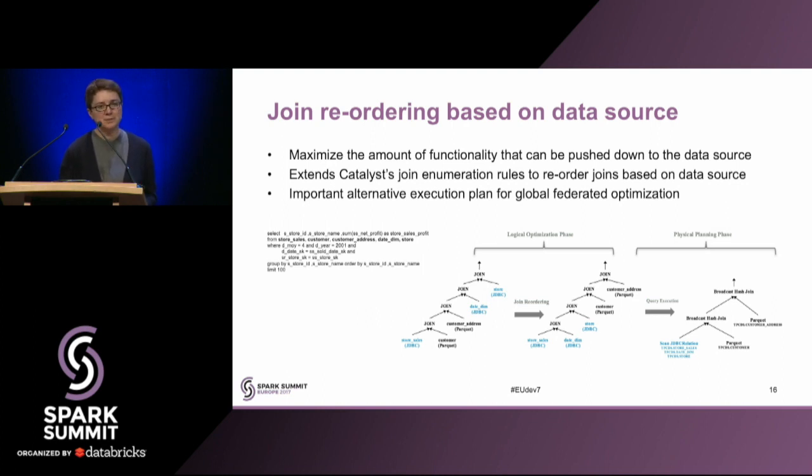In the logical planning optimization phase, we detect tables which belong to one data source and join them together. Then during the physical planning strategies, we might choose to push down the join and replace it with a scan over their result. Join reordering based on the data source is an important alternative execution plan for global federated optimization.